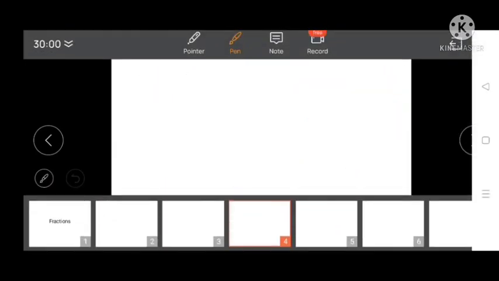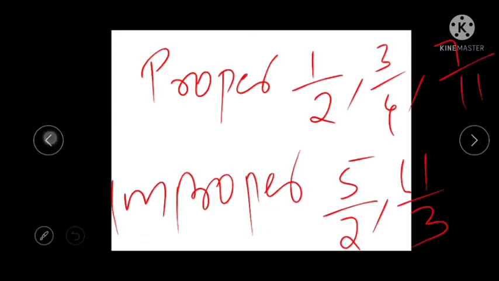Next, how do we convert improper fractions into mixed fractions? We can write this improper fraction.